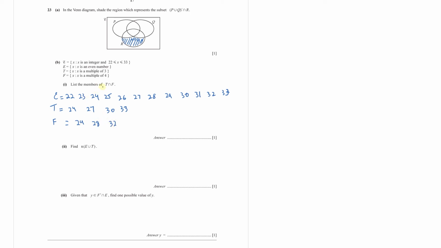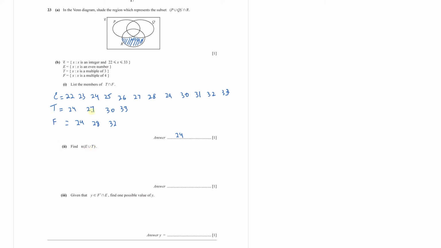So now you have to find the intersection. So which numbers are common between T and F? Only 24 is the common value, so your intersection will have 24. Find the number of elements in E union T.